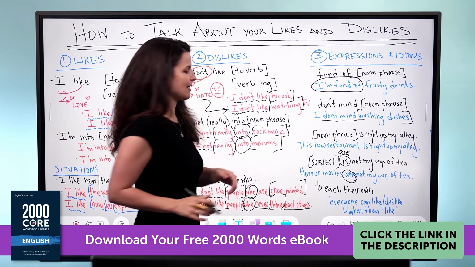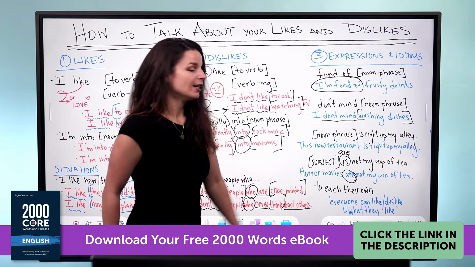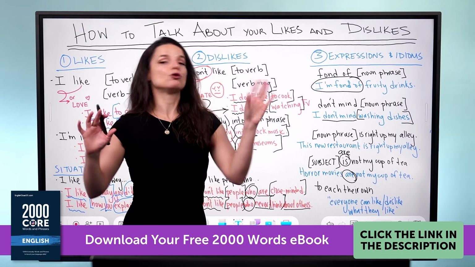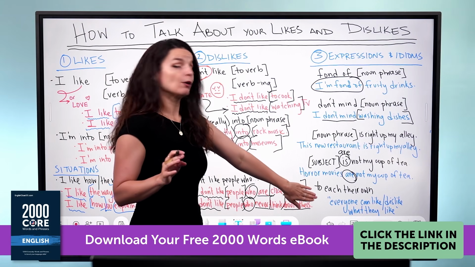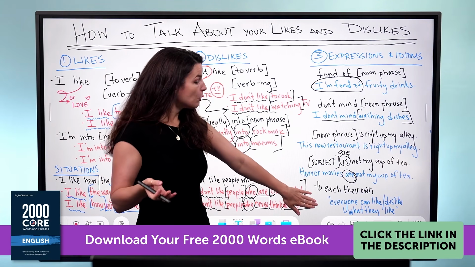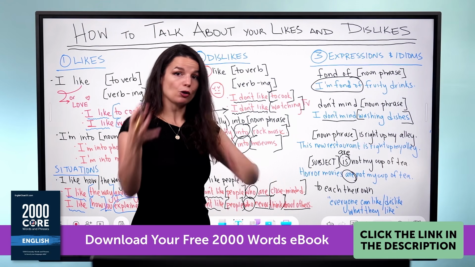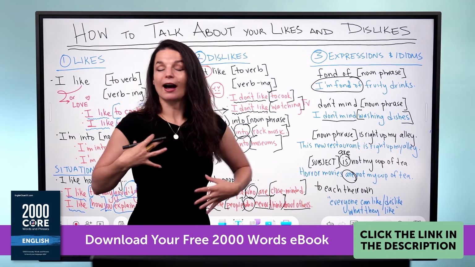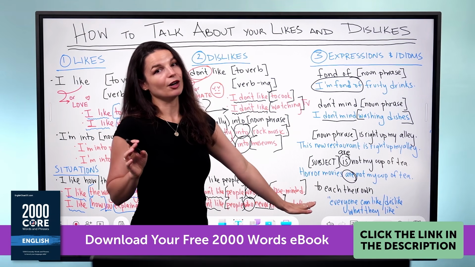And lastly, to each their own. I want to finish here today. This is a set phrase. You do not need to add something to this. Easy, right? To each their own means everyone can like and dislike what they like. So you have your likes and dislikes, I have my likes and dislikes, and that's okay. To each their own.